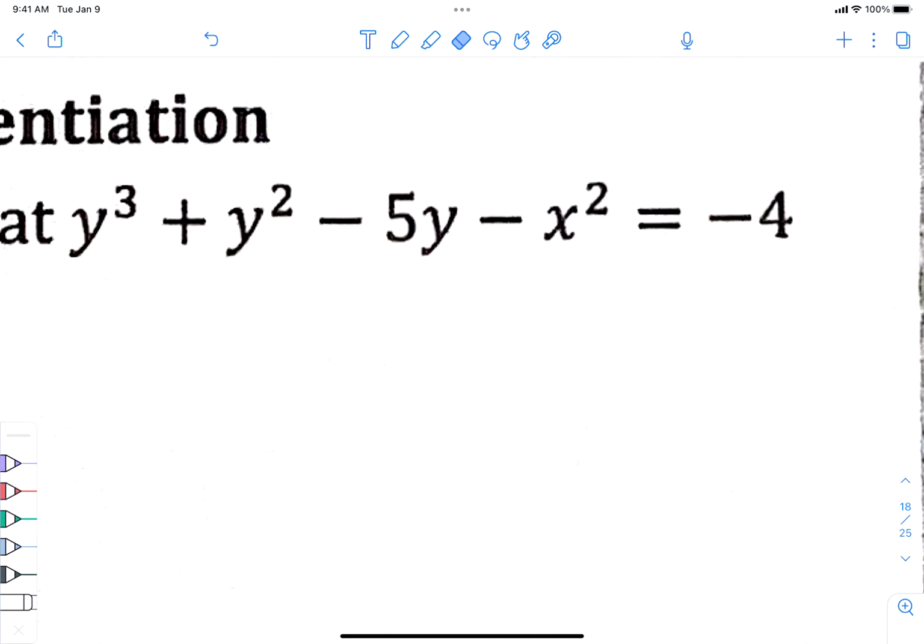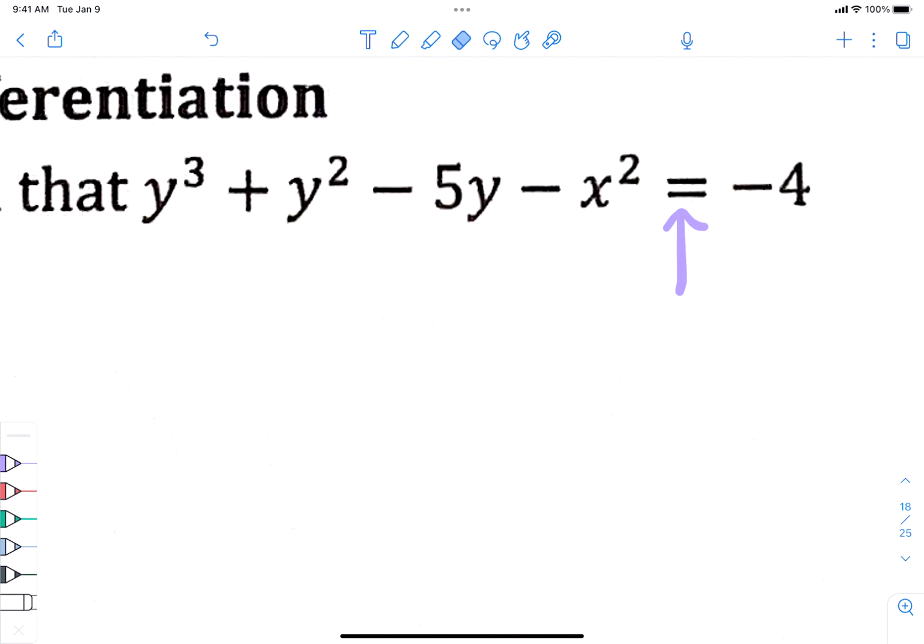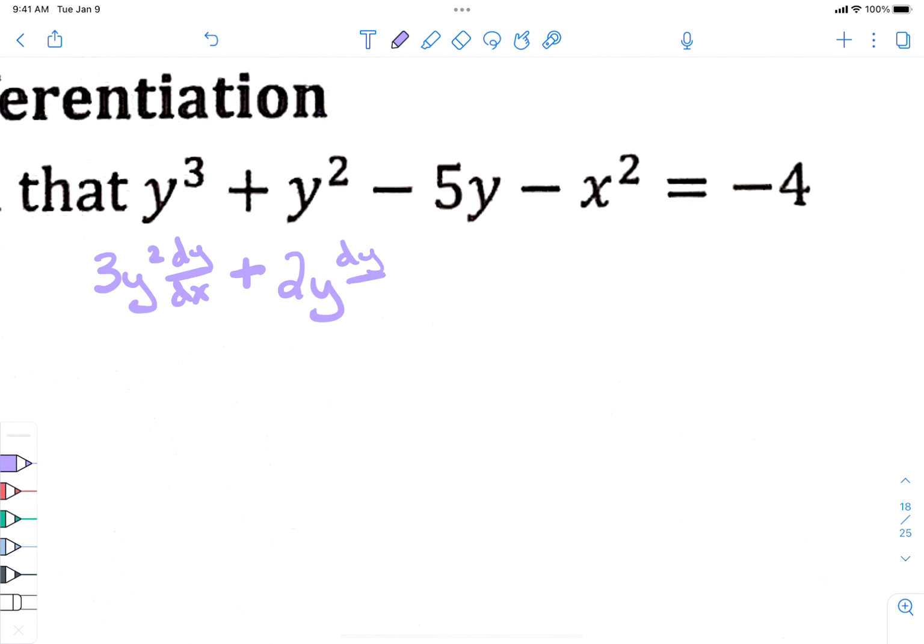Now, here's what this is going to look like, because we haven't done this before, okay? There is an equal sign here, so we're going to do some solving. They want us to find dy dx, okay? All right, so we're going to do each piece individually, just like we do with the x's. The derivative of y to the third power is 3y squared dy dx, okay? Now we move on to the next piece. The derivative of y squared is 2y dy dx, right? We have to tack that on there. Minus 5 dy dx. Minus 5 is the derivative of 5y, but we need to tack on dy dx.